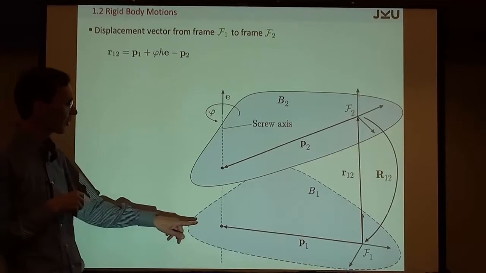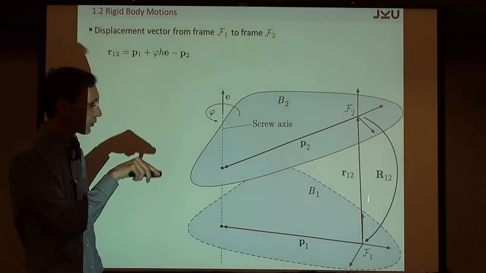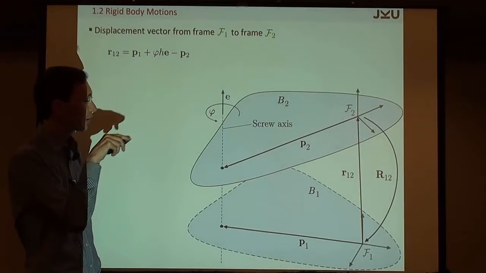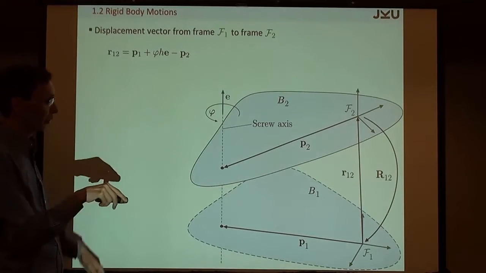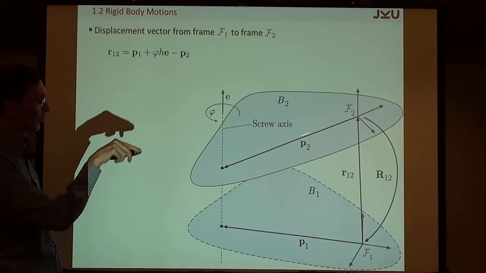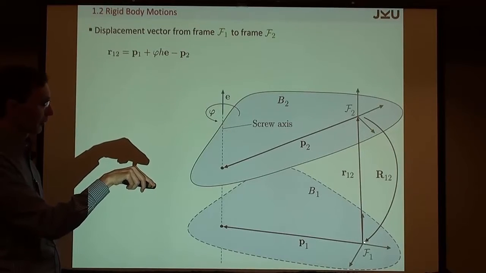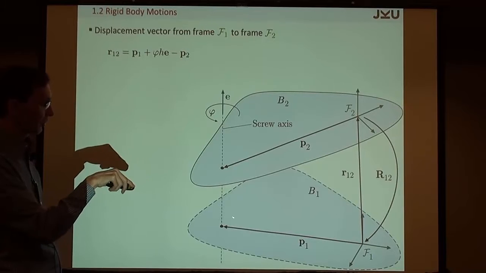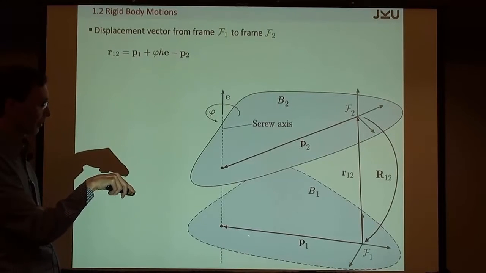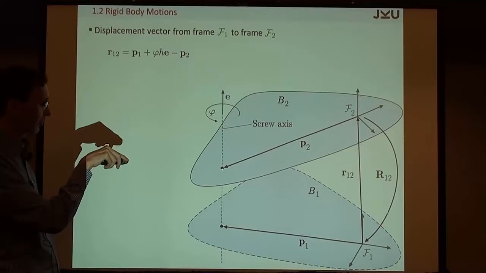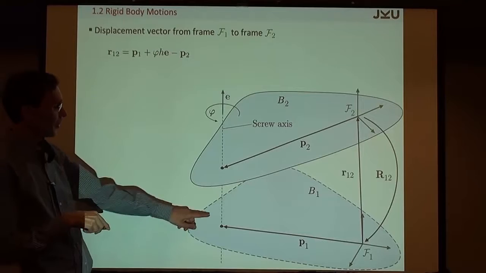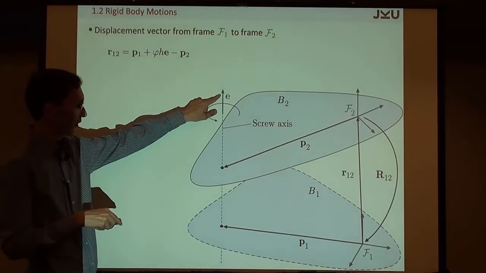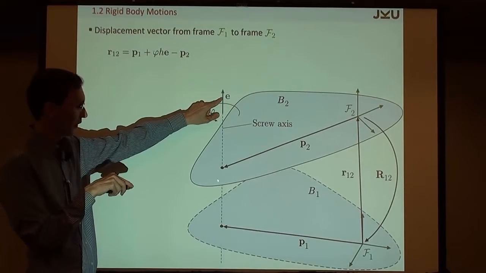What can I say about the relative displacement of the origins of F1 and F2? Well, this is simple because, what do I know? First of all, it's just a vector, so it's going this way. So the vector from here to here is the same like this. So I enter vector P1, and then I'm adding a vector, that one here. So what's this vector? Well, certainly it's somehow E, right? So it must be pointing along E.